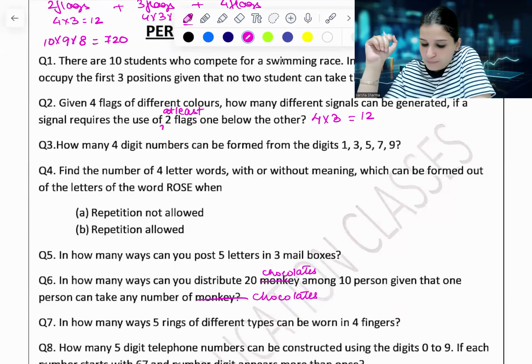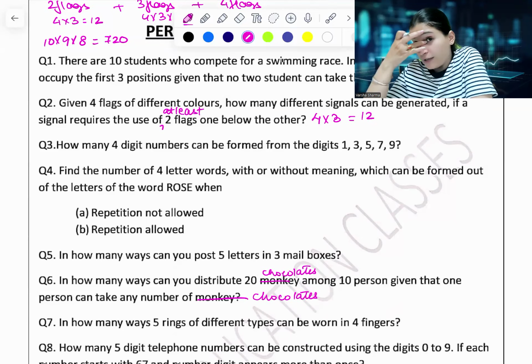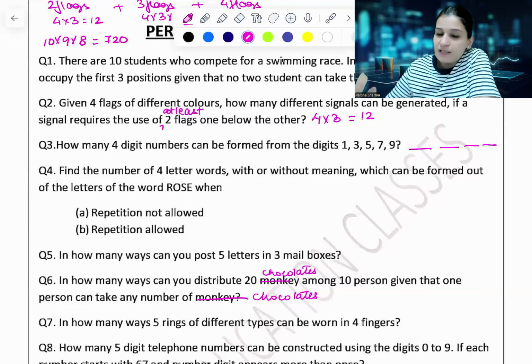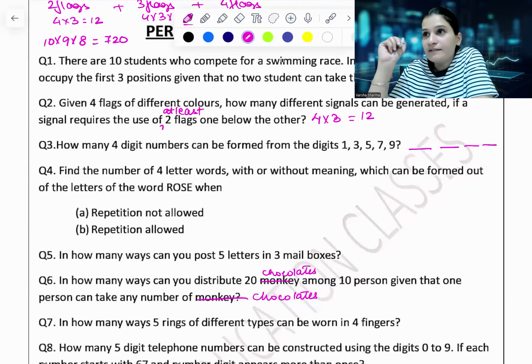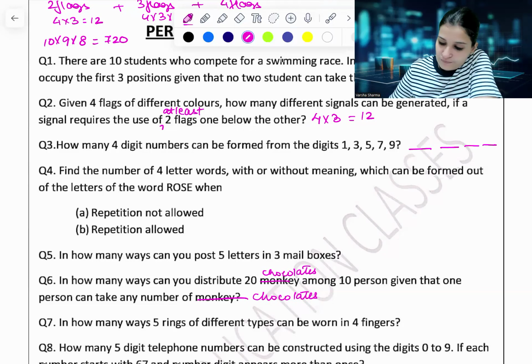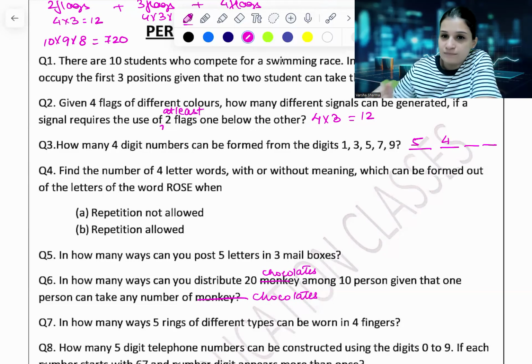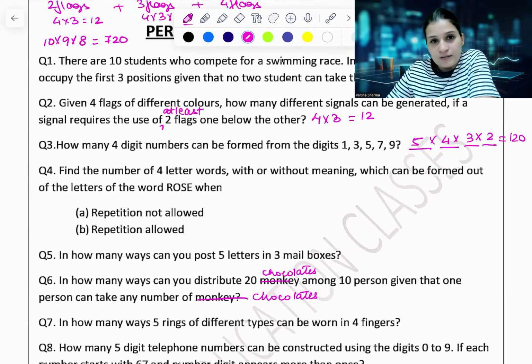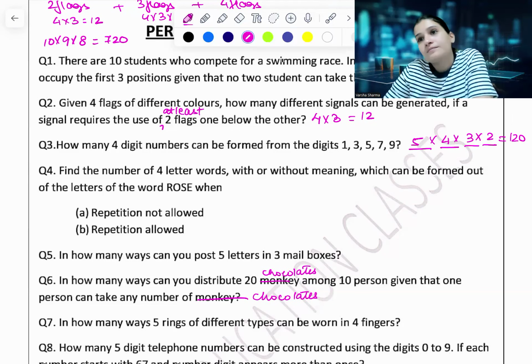Question number 3. How many 4-digit numbers can be formed from the digits 1, 3, 5, 7, 9? So I want to form a 4-digit number. The first place can be filled in 5 ways, second, 4 ways, third, 3 ways, and the last will be 2 ways. Multiply, because all the 4 places have to be filled to get the number: 120 ways.